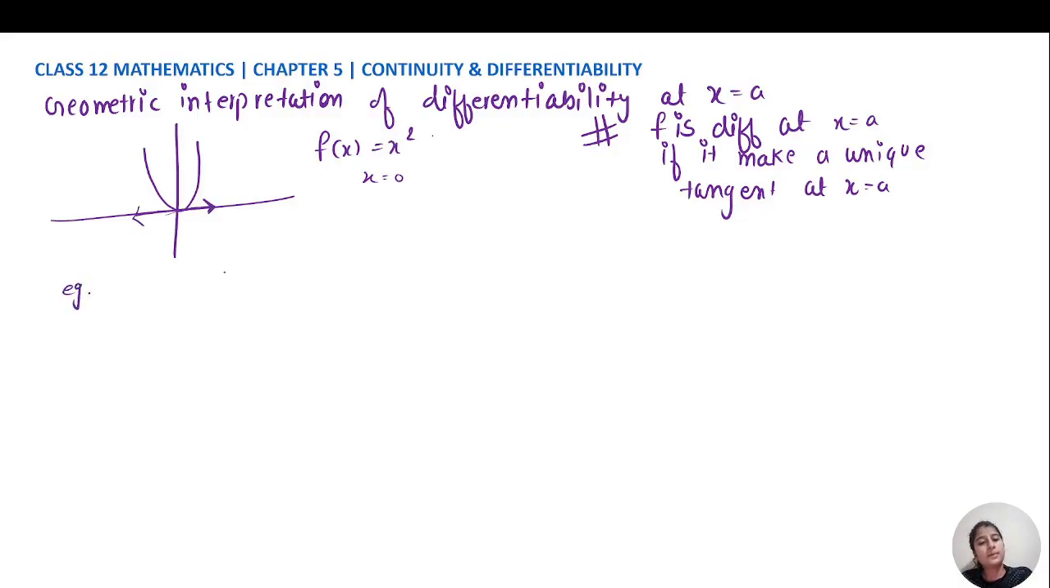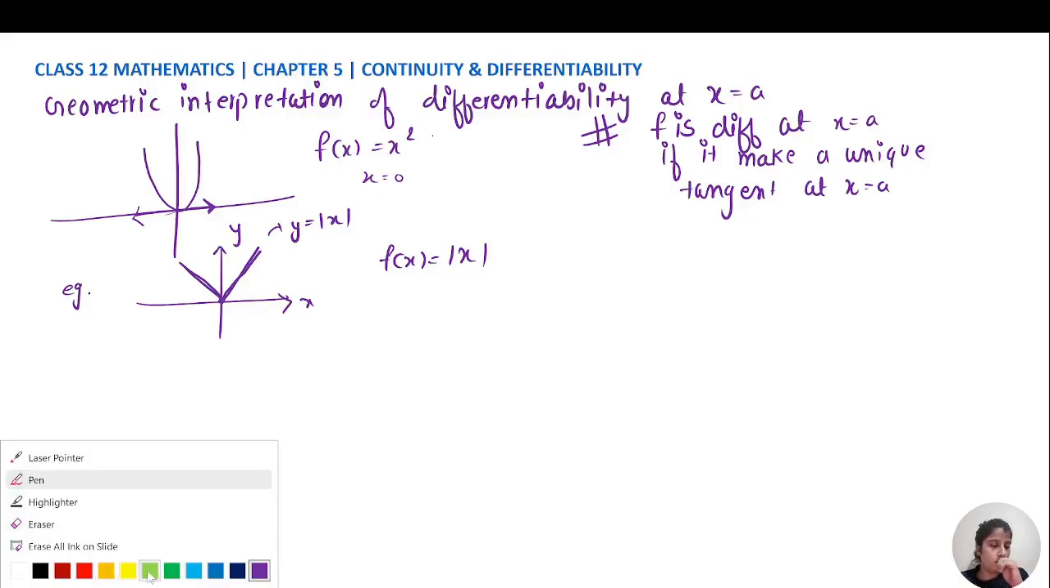Now, take the example of mod x. We know that f of x equals mod x. As you can see, our mod x graph is continuous because we can draw it without lifting our pen. This is our y, this is our x, and this is y equals mod x. Our function is continuous at x equals 0 because it is continuous in its whole domain.